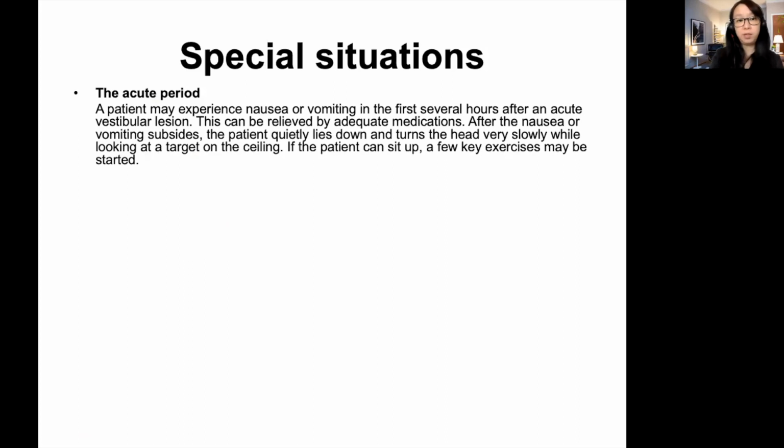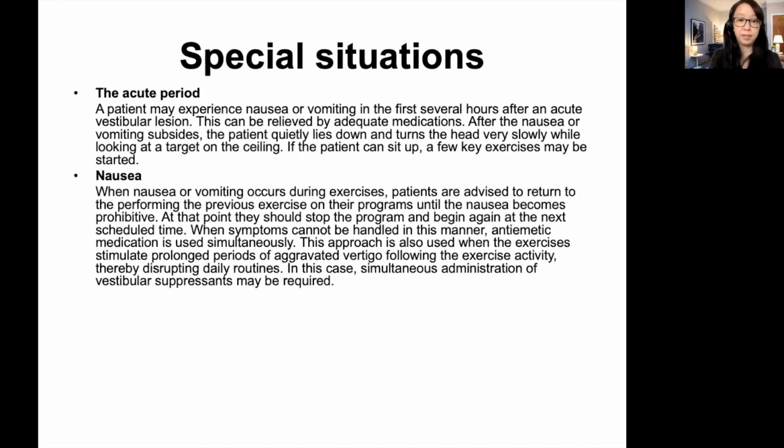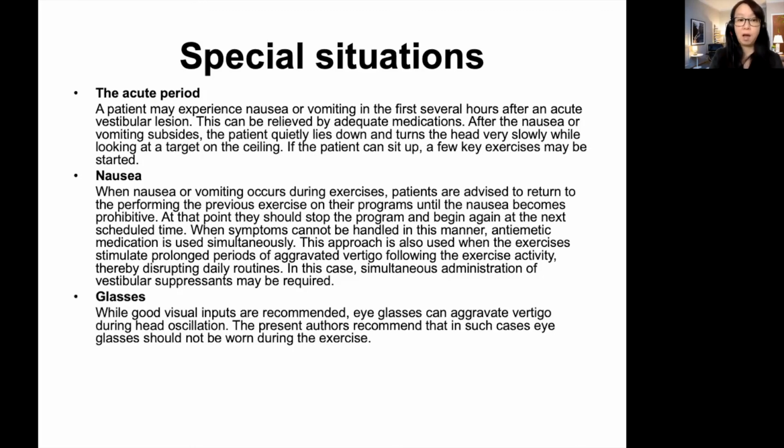So there are special situations where if patient feels very, very sick at the acute period, don't do yet. Let them rest first, right? Once they start feeling a little bit better, please get up and start doing the exercises. If they are nauseous, you may want to give them some medication to stop the vomiting, but you need to see what kind of medication that is, because sometimes it can cause vestibular suppression also. Glasses, good visual input is important, but some of them say when they wear the glasses, they feel even more uncomfortable. Okay, so they can actually remove the glasses for a while until they feel better, then you can put it back on.